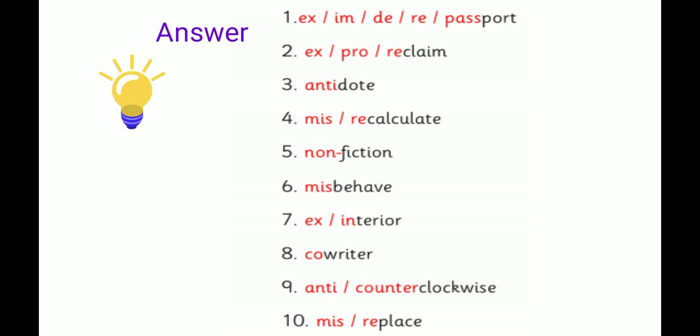Before dote you can use anti. Before calculate we can use mis or re: miscalculate, recalculate. Before fiction we can use non. Before behave we can use misbehave. Before terrier we can use in or ex: interior, exterior. Before writer we can use co. We can add co and the new word will be co-writer. Before clockwise you can use anti or you can use counter. That means the new words will be anticlockwise or counterclockwise. Before place you can use mis or re. That means misplace, replace.